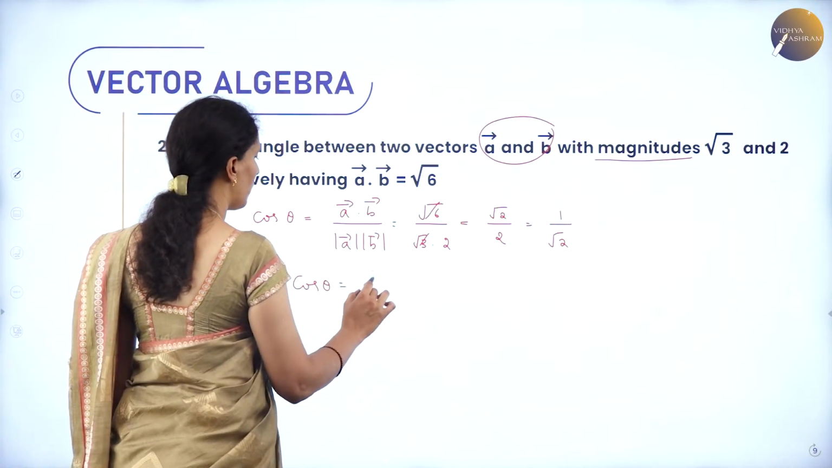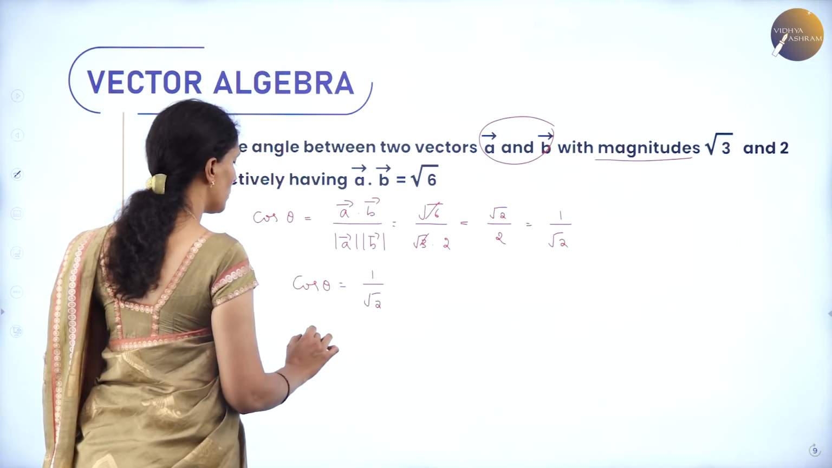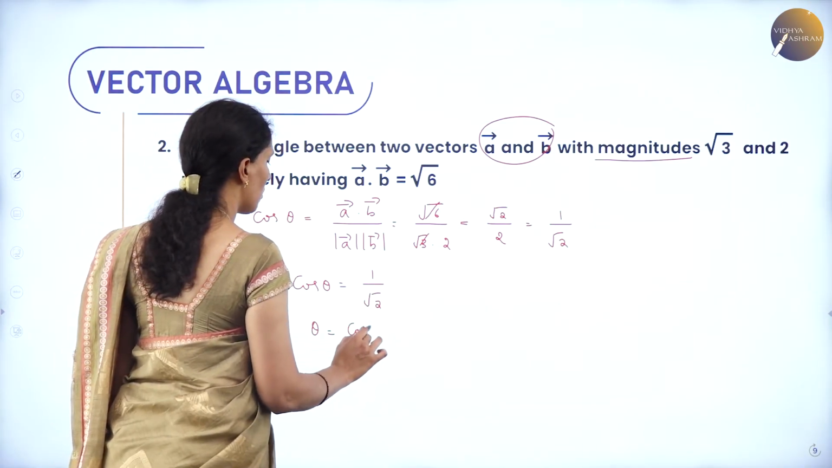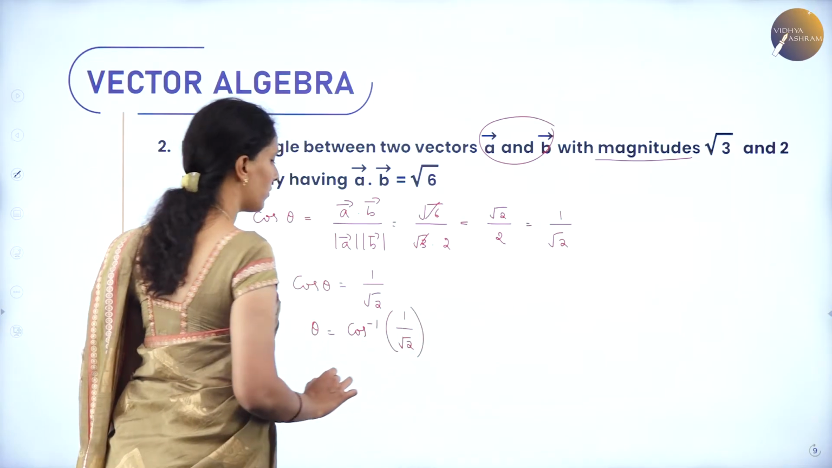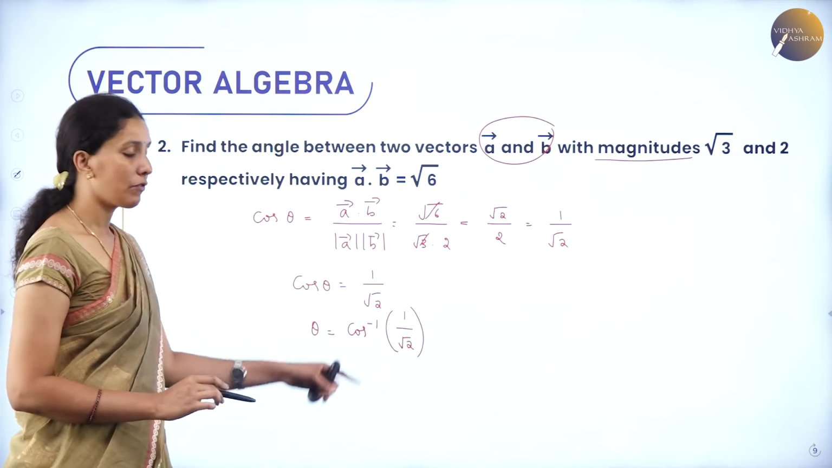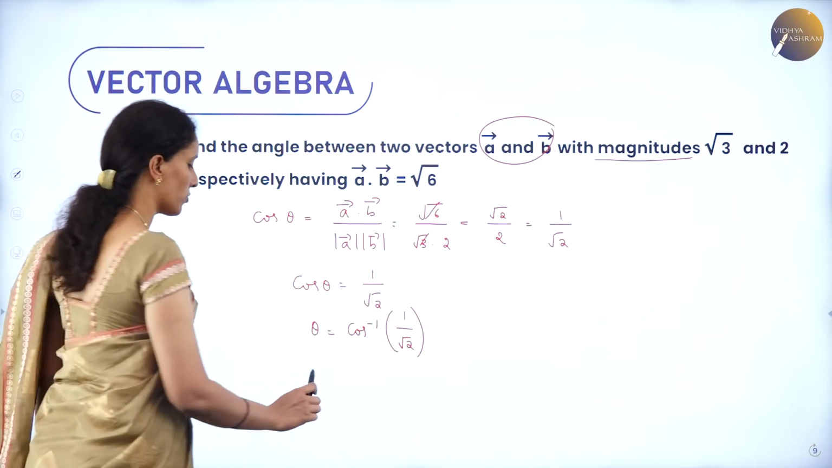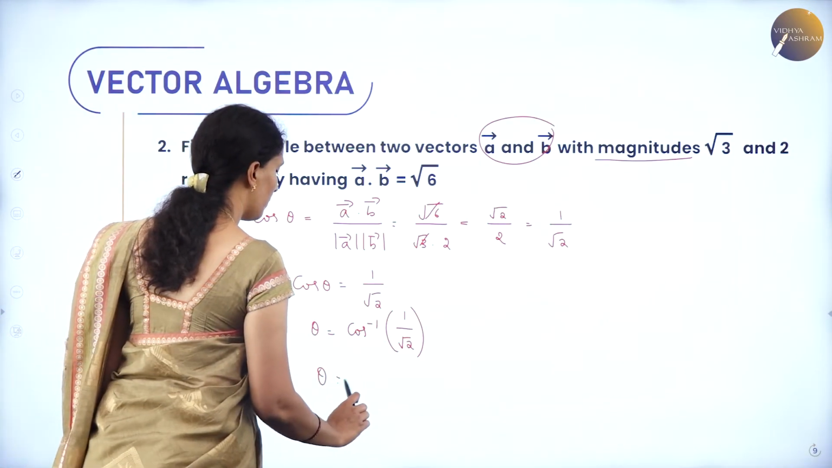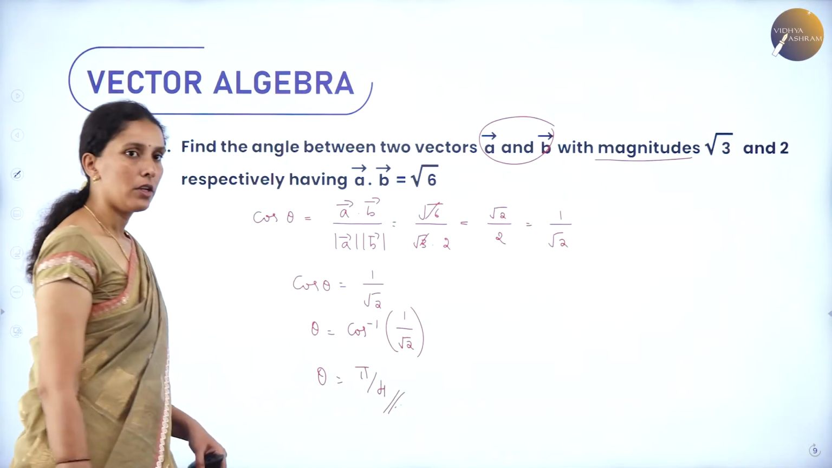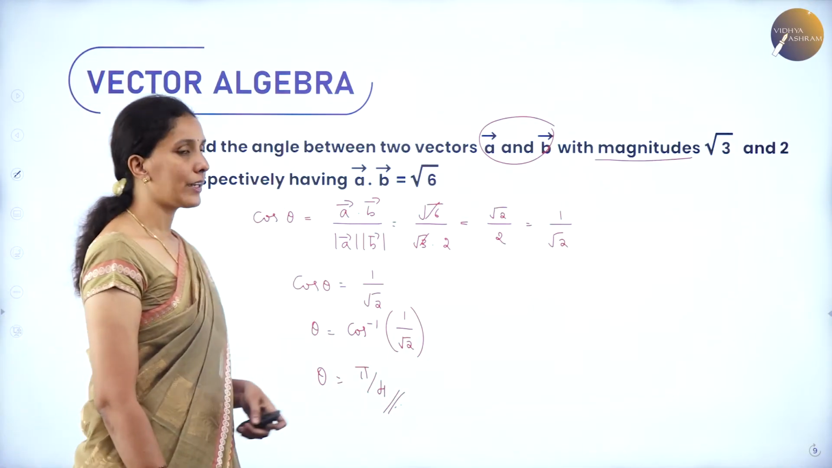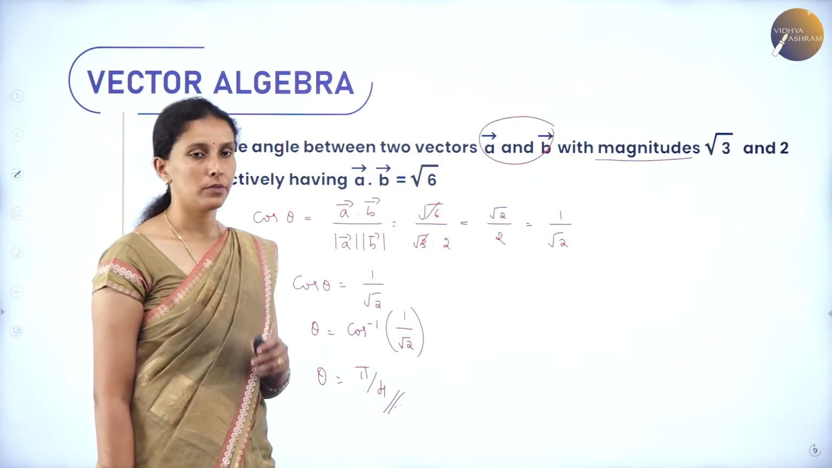cos theta is equal to 1 by root 2. So, theta can be written as cos inverse of 1 by root 2. For what values of theta will you get cos as 1 by root 2? Pi by 4. So, therefore, theta is equal to pi by 4, or we can say it's 45 degrees. So, therefore, the angle between the two vectors is pi by 4.